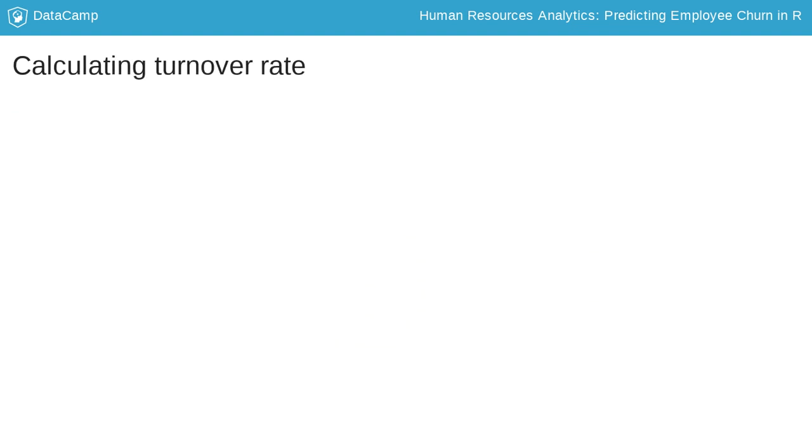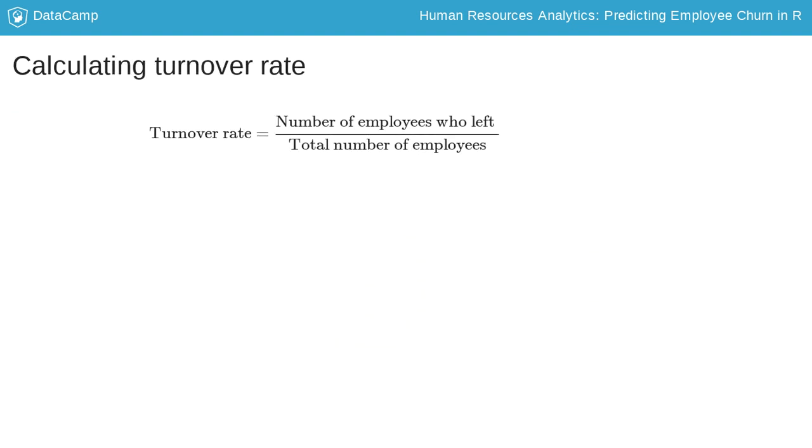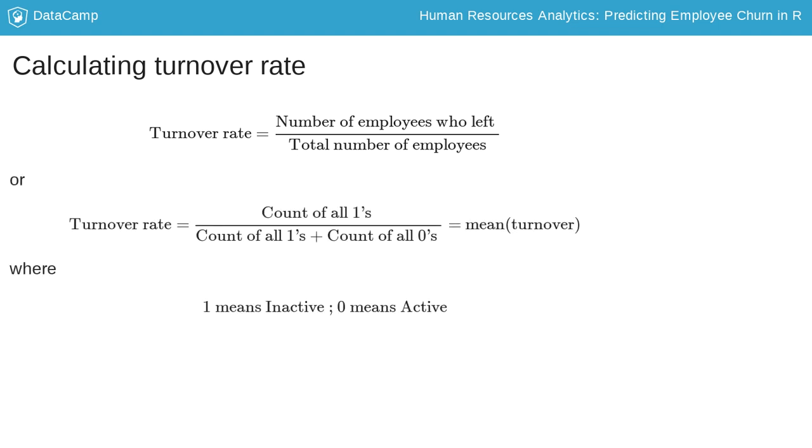Turnover rate is the percentage of employees who left the organization in a given period of time. To calculate turnover rate, you need two numbers: the number of employees who left the organization during that period, that is, count of all ones, and total number of employees in the organization during that period, that is, sum of count of all ones and zeros. In other words, turnover rate is the mean of turnover variable in your dataset.